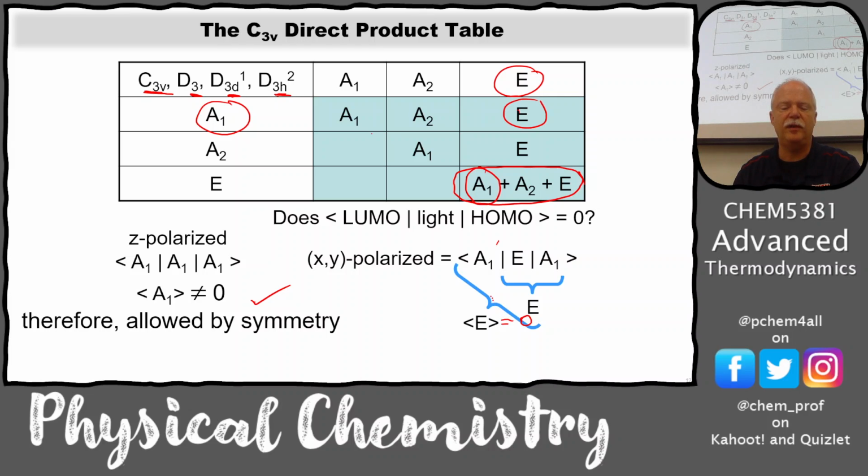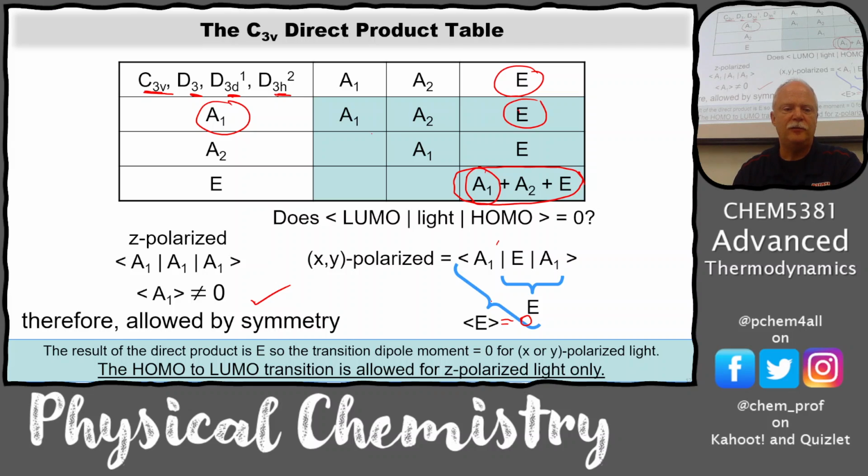So this one would be forbidden by symmetry. The result of the direct product is E for the XY polarized light. But the HOMO to LUMO transition is still allowed, but only for Z polarized light. So if you've got this ammonia molecule in space, and light's coming at it, the light that's polarized horizontally will not cause that transition, even if the energies match. So really only 1/3 of the types of light coming at this molecule can be absorbed.